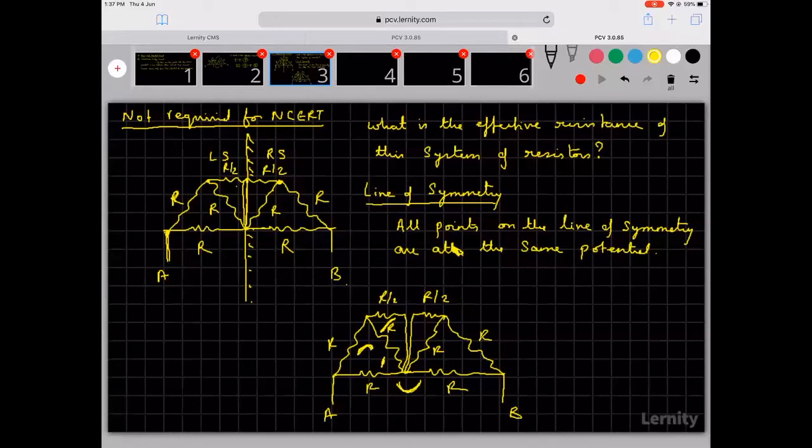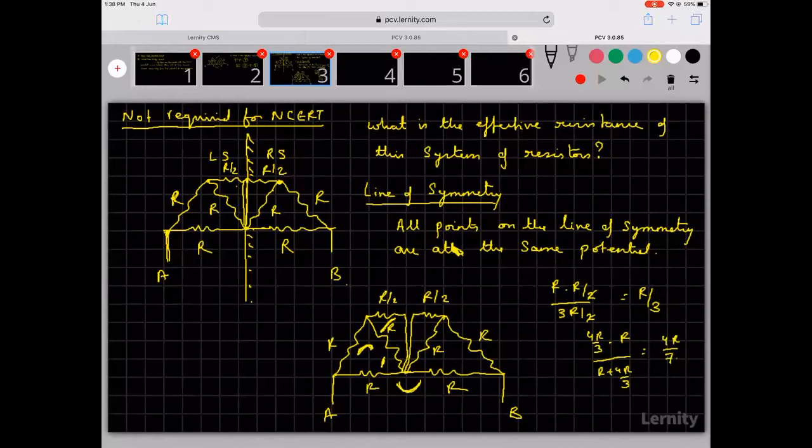Okay. So R by 2 and R in parallel will give you R into R by 2 divided by 3R by 2. 2 cancels, R cancels, it will become R by 3. R by 3 and R in series will make it 4R by 3. 4R by 3 and R in parallel is R into 4R by 3 divided by R plus 4R by 3, which will make it 4R by 7.